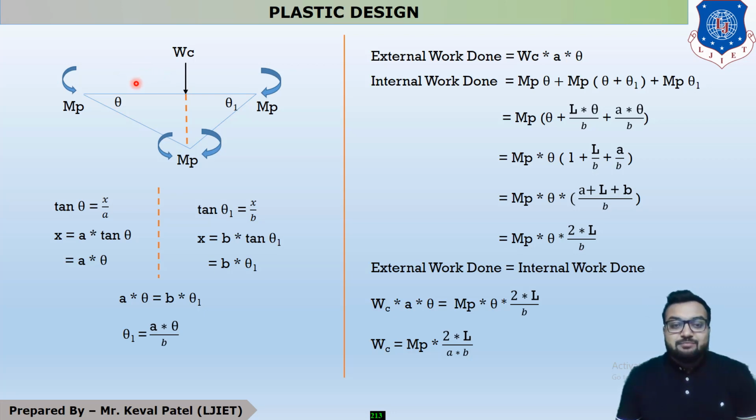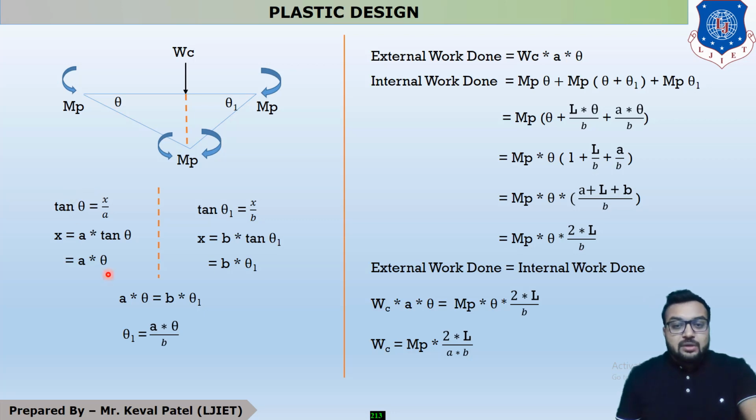So both the distances are different. So if the distances are different, then the deflection angle is also different. Okay, so now this is theta, this is theta 1, and at the point of load, the deflection angle is the summation of both, so it is theta plus theta 1. Okay, now what is this value? This value is A into theta. You can see that you have to find out x. So if we are calculating it from the left side, it is A into theta, and if we are calculating it from the right side, it is B into theta 1.